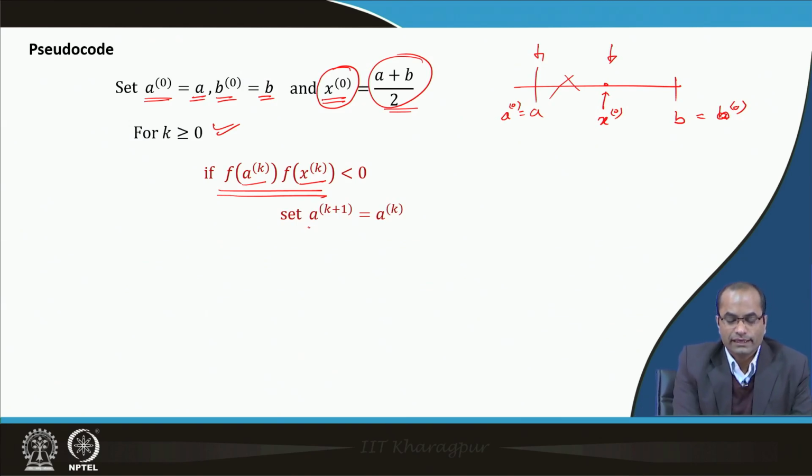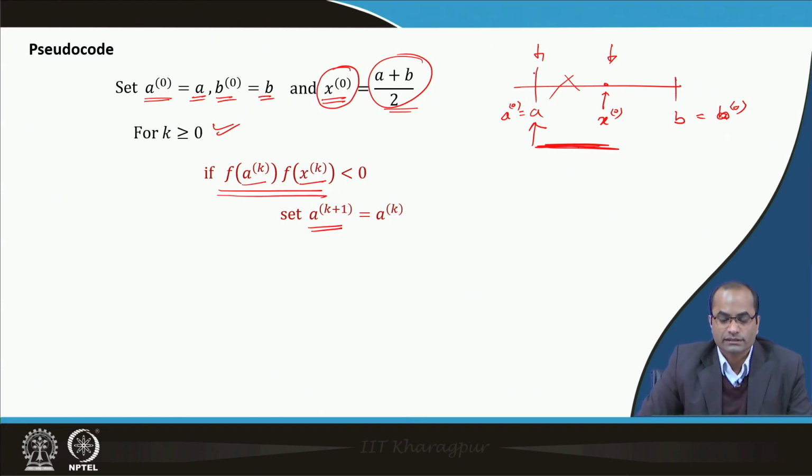And if this is the case, we will set the new interval with the left point again a, because our interval is this one now, since we know that the root lies in this interval, and the other end of this new interval will be x naught. So, this b k plus 1 will become x k.